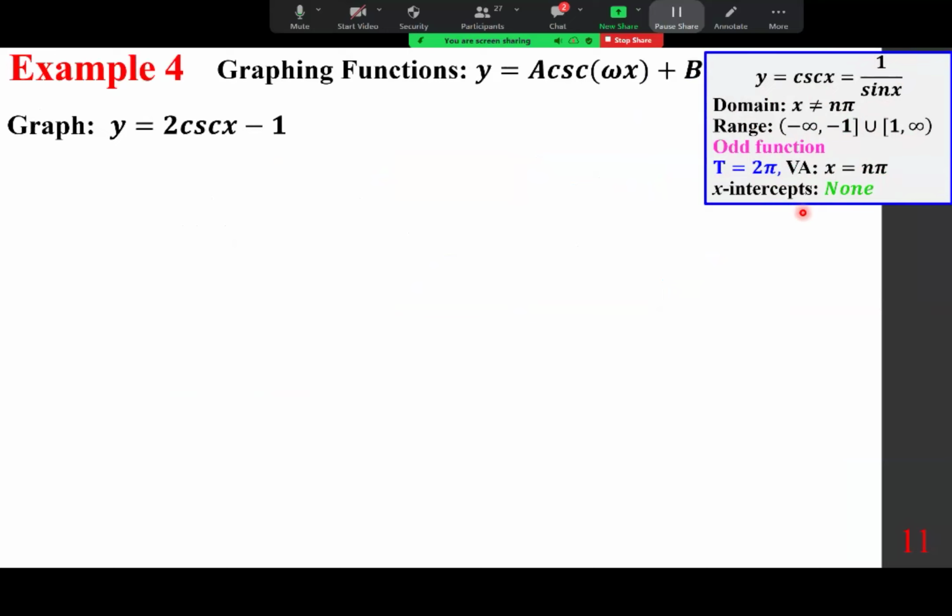So T is 2 pi. Domain is the same thing, and VA is the same thing because we are dealing with cosecant x. So period is 2 pi. Domain, x can't be n pi, VA x equals n pi.